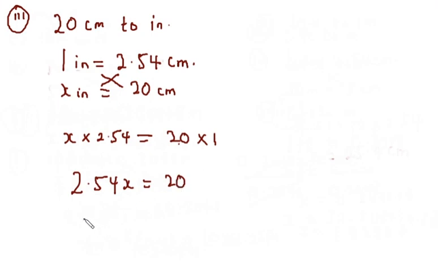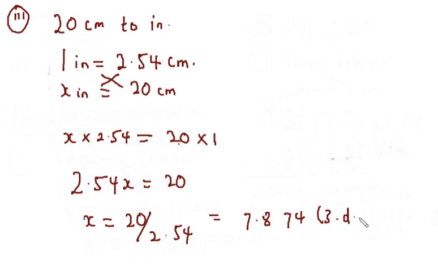So dividing both sides by 2.54, x equals 20 divided by 2.54. So this is equal to 7.874 to 3 decimal places. So that's it for conversion of inch to centimeters and from centimeters to inch.